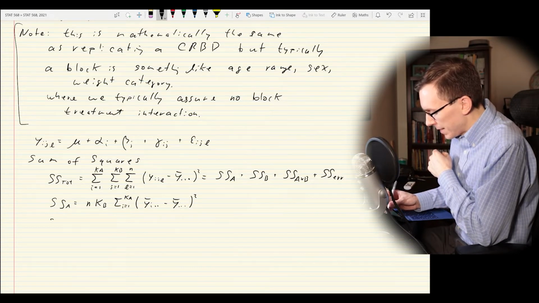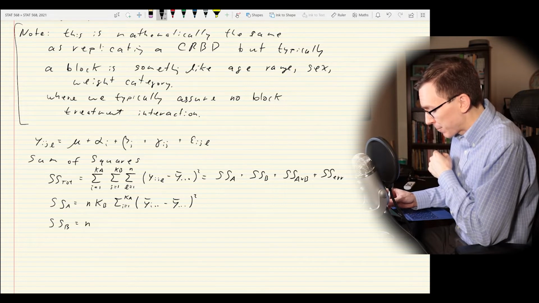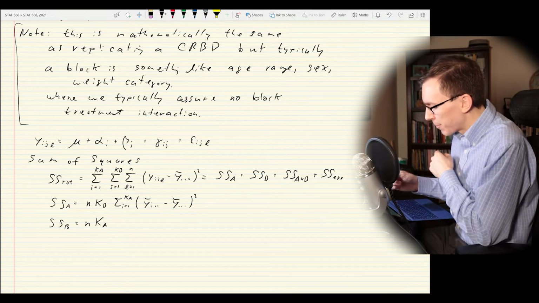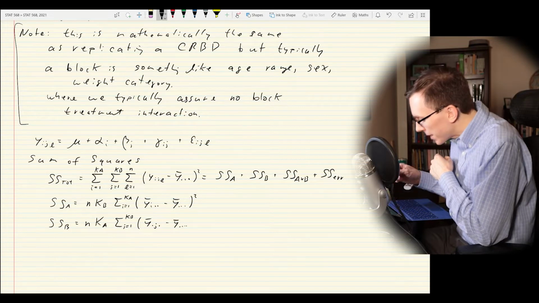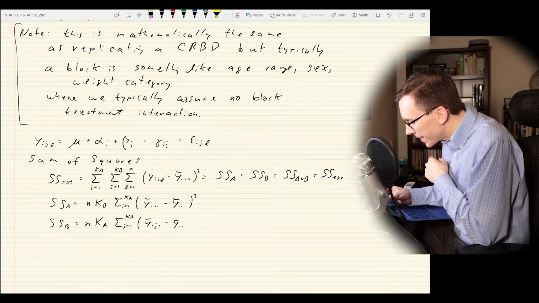And similarly for the B sum of squares, it's going to look exactly the same, except I'm replacing a and b inside the equation, and I'm replacing the i index with a j index. Otherwise nothing has really changed here, except the dot positions. That's too many dots. We need 3 dots.